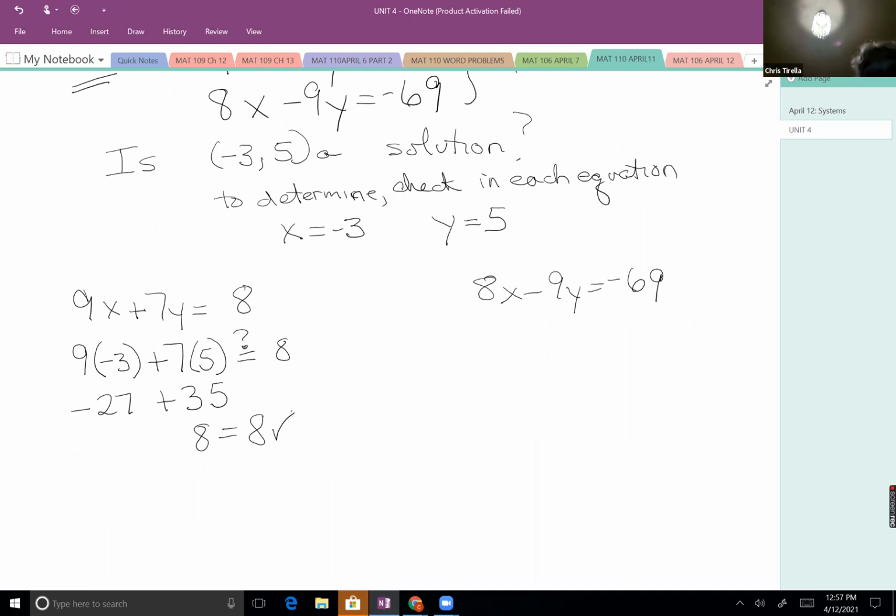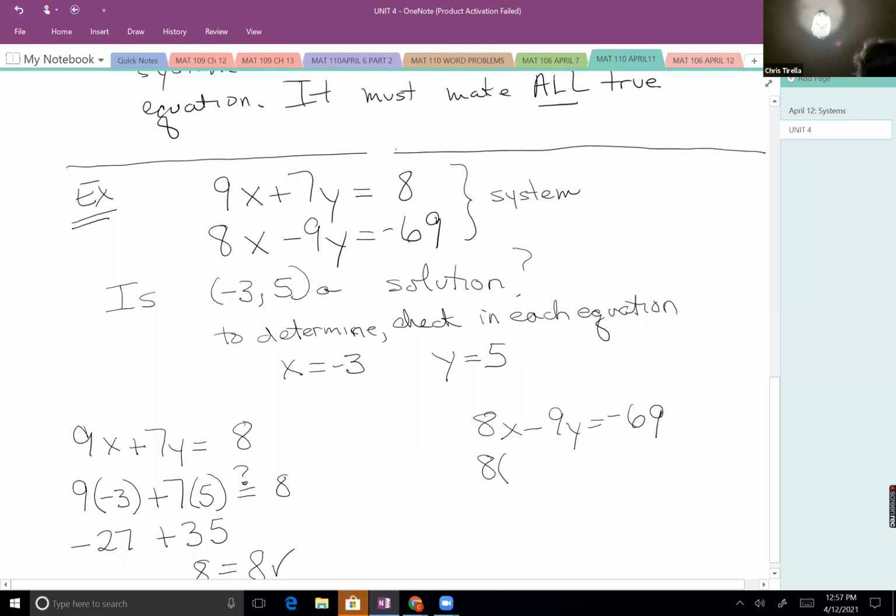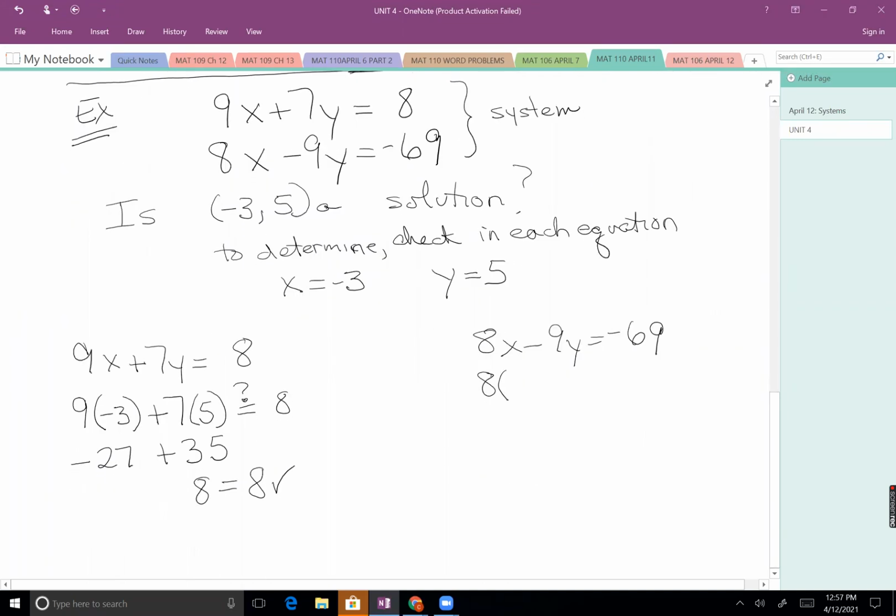So in my second equation, I thought the first equation was 18. Maybe I just read it wrong. No, I just corrected it. I apologize, I wrote it wrong. It should have been 8 and not 18. I apologize.